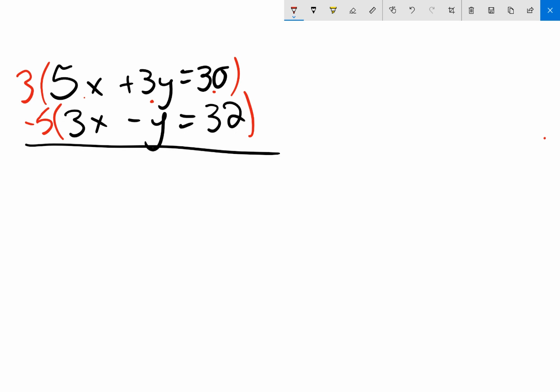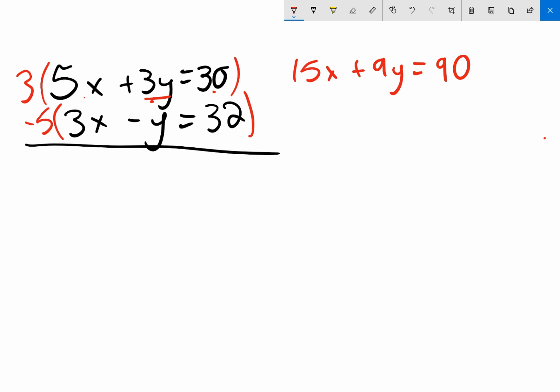So I've got my goal in mind. Now I'm going to multiply and execute the problem. When I multiply the top equation by 3, 3 times 5 becomes 15x, which is good. That's what I want. 3 times 3y would be 9y, and 3 times 30 would be 90.